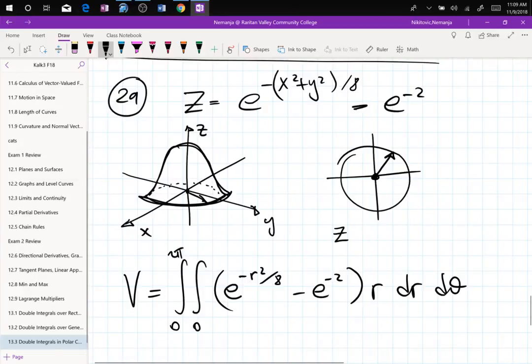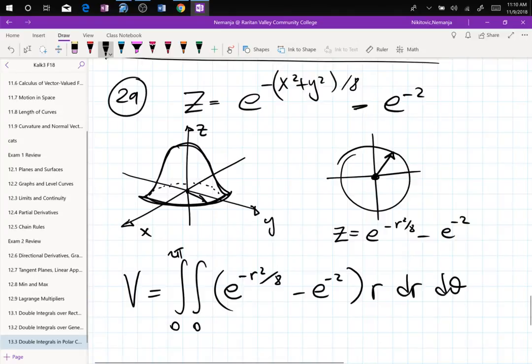We have a function z equals e to the negative r squared over 8 minus e to the negative 2. So this is one of the basic skills you have to figure out: where the radius ends. What happens to the shape Z? It's going down. And it hits the XY plane, right? And that's where the object is the fattest, right? So that would be where Z equals 0. It happens on the floor, right? The object is the fattest as it hits the floor.